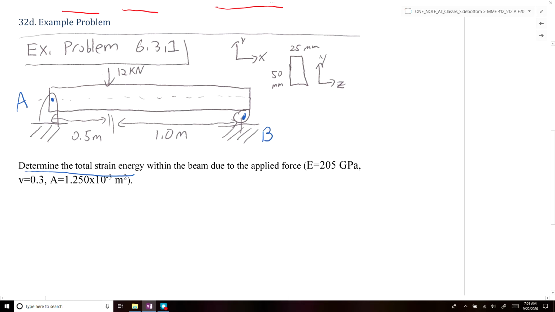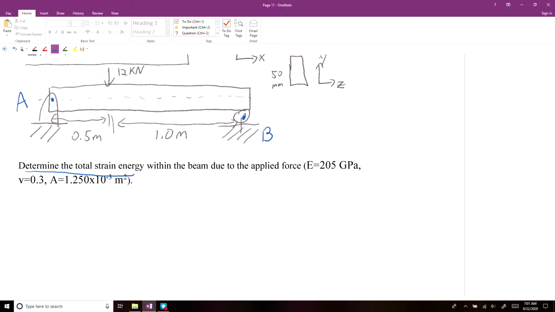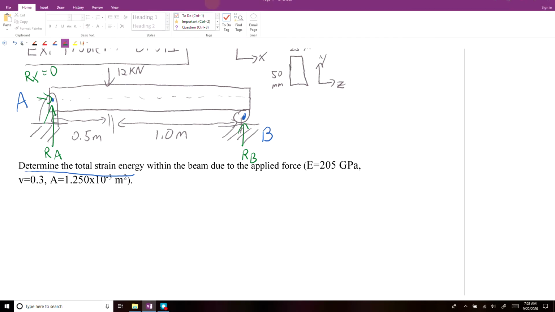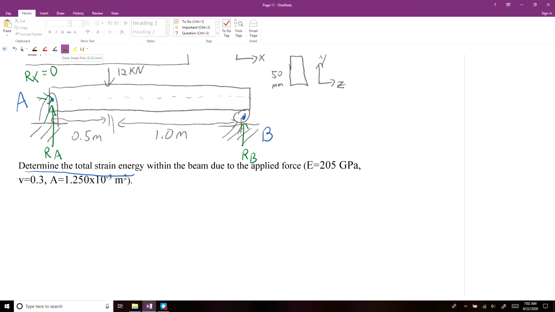We have a pin at point A and a roller at point B. For both of these, we're going to have a reaction force along the y direction, and a reaction force along the y direction here. We do also have a reaction along the x here, but there's no applied force in the x direction, so we can just set that equal to 0. So using statics, we can solve for RA and RB using our equilibrium equations.